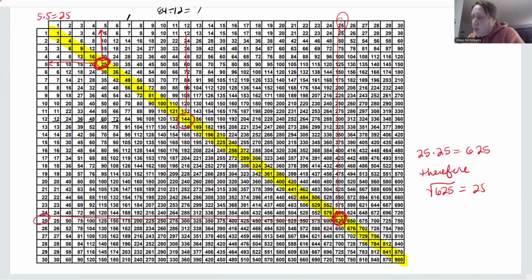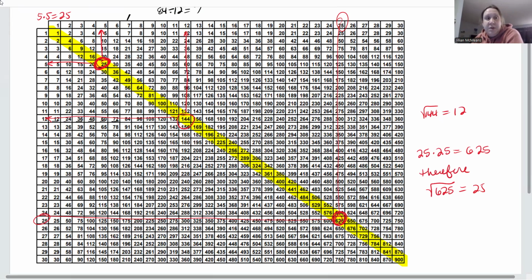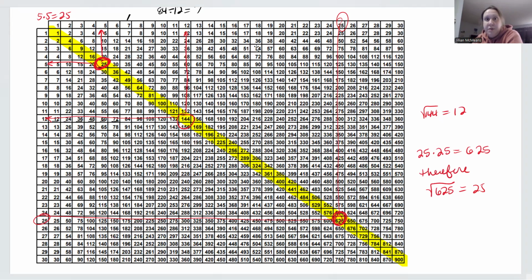So 144. We're in the 12th row and the 12th column. So that tells me the square root of 144 is 12. Okay, so you can use this multiplication table, obviously for multiplication. I've shown you how to use it for division, and now you can use it for square roots, perfect squares, as long as it fits on your table. So this is a 30 by 30 table, so it's going to have the perfect squares all the way up to 30 times 30, which is 900. Okay, so you are limited to the size of your table, but it can be used for square roots.